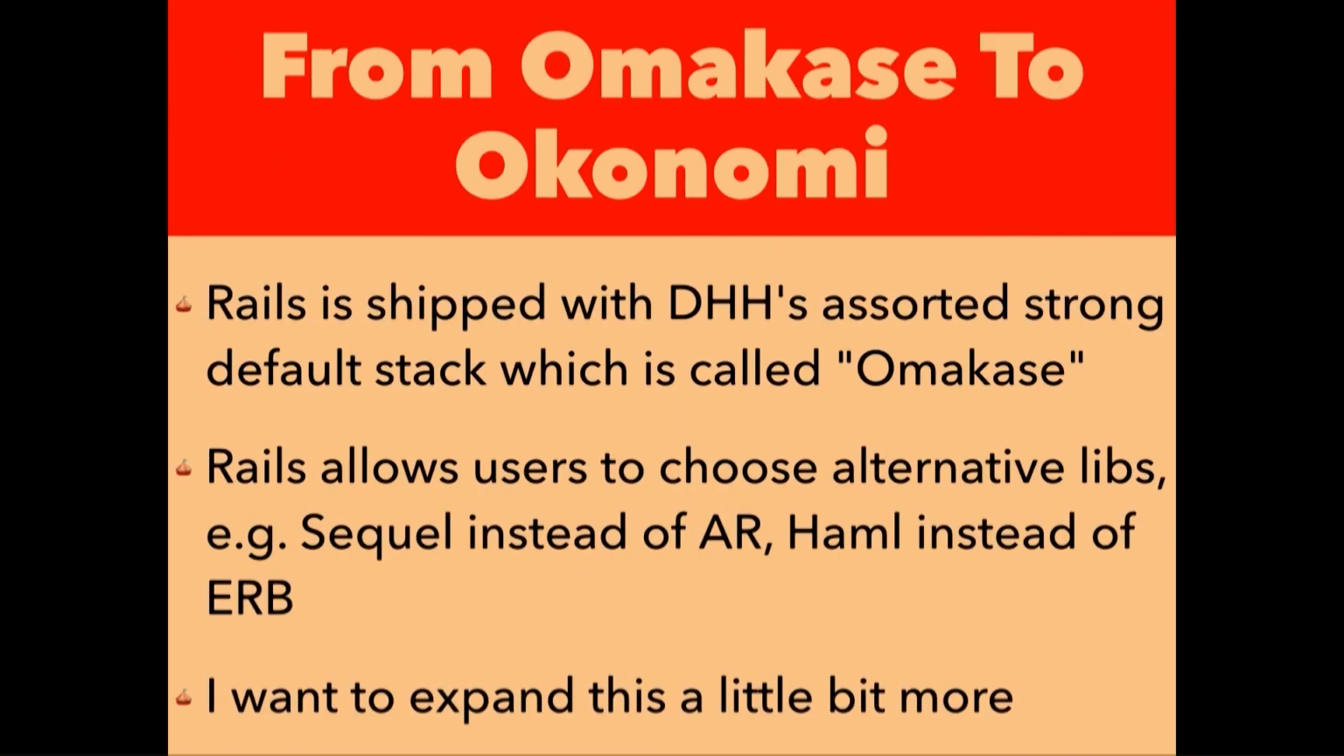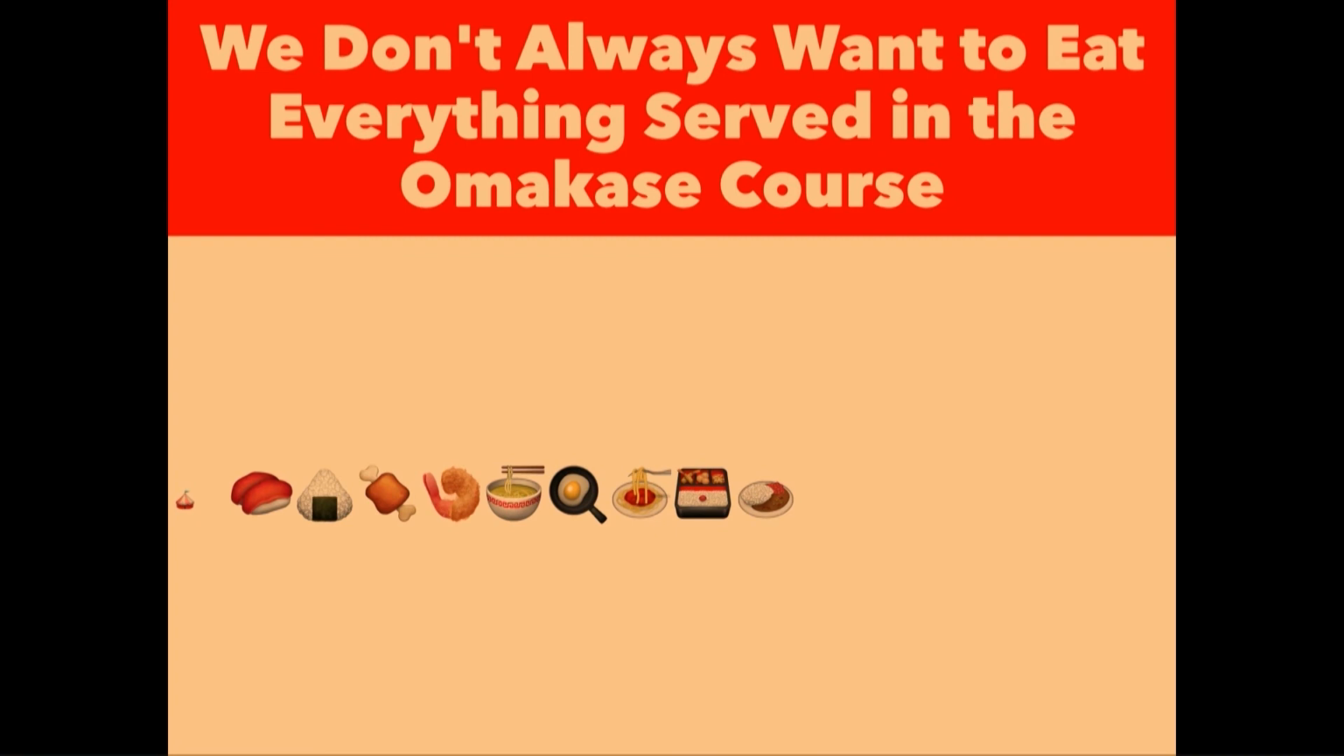So anyway, sorry, this is my last topic: from Omakase to Okonomi. As Matz mentioned in his keynote, Rails is Omakase. But what it means is Rails is shipped with DHH's strongly opinionated stack of software. But I want to expand this a little bit more, because we don't always want to eat everything in the Omakase course. That's usually too much, okay?